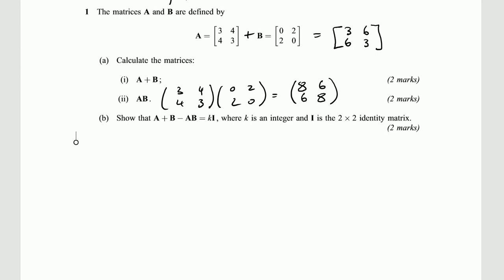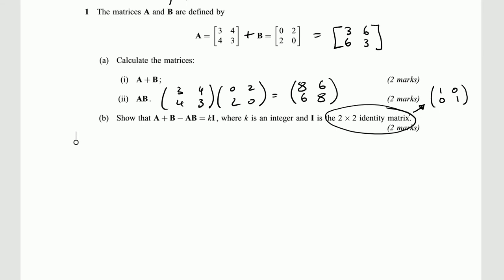Now we get something that looks quite complicated: to show that A + B - AB is kI, where k is an integer, a whole number, and I is the 2 by 2 identity matrix. We need to know what this is. The 2 by 2 identity matrix is (1, 0, 0, 1). In terms of transformations, which we've seen a lot of in this worksheet, nothing is happening to that x vector and nothing is happening to that y vector. (1, 0) in the first column is still (1, 0), and (0, 1) in the second column is still (0, 1). So essentially the identity matrix is the one that doesn't do anything.